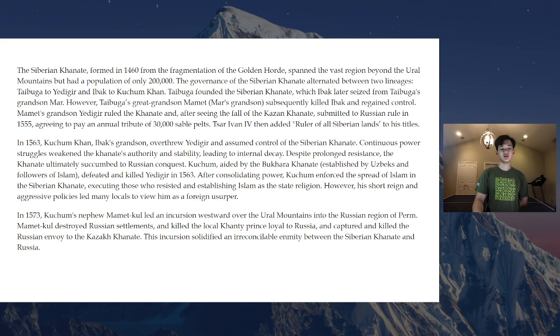In 1563, Kuchum Khan, Ibak's grandson, overthrew Yedigir and assumed control of the Siberian Khanate. Continuous power struggles weakened the Khanate's authority, and later in 1573, Kuchum's nephew, Mehmet Kol, led an incursion westward over the Ural Mountains into the Russian region of Perm, destroying many Russian settlements, killing the local Khanty prince, Lord of Russia, and capturing and killing the Russian envoy to the Kazakh Khanate. This led to the start of the conflict between the Siberian Khanate and Russia.